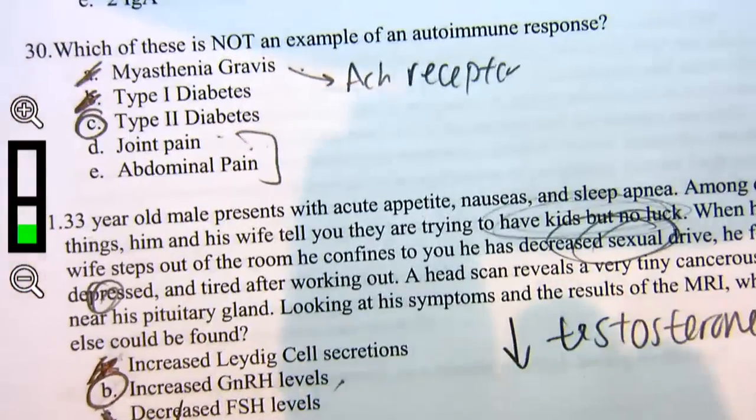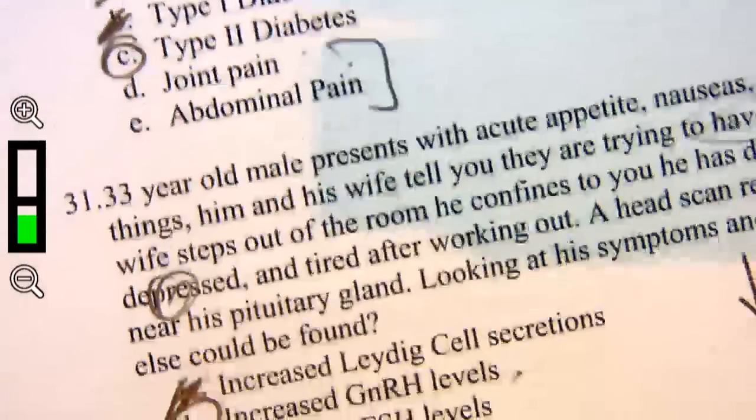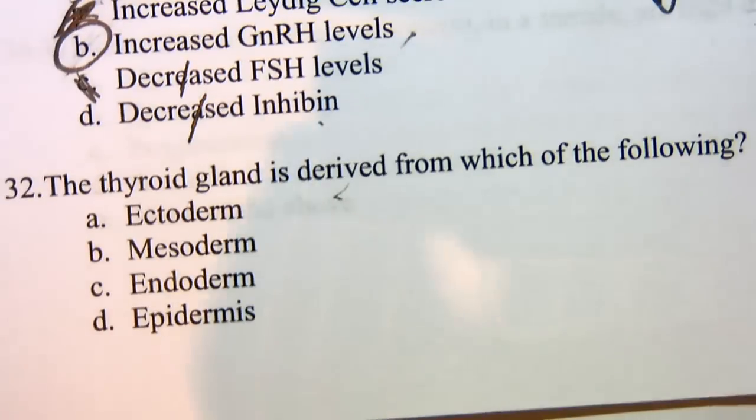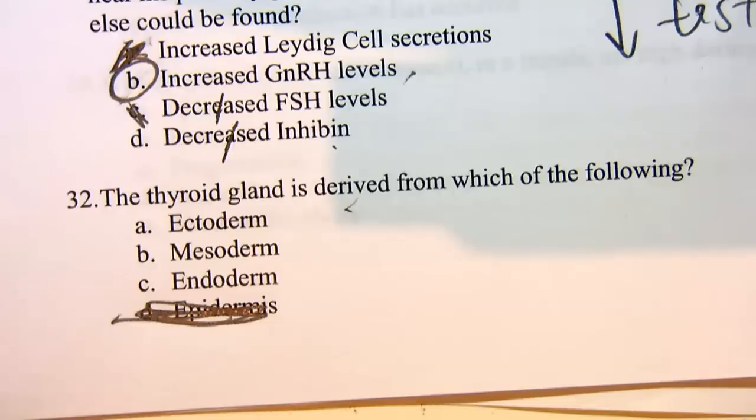Okay, the thyroid gland is derived from which of the following? Ectoderm, mesoderm, endoderm, and epidermis. This is our skin, so I hope you didn't think that. And then, so we should probably talk about our embryonic germ layers.